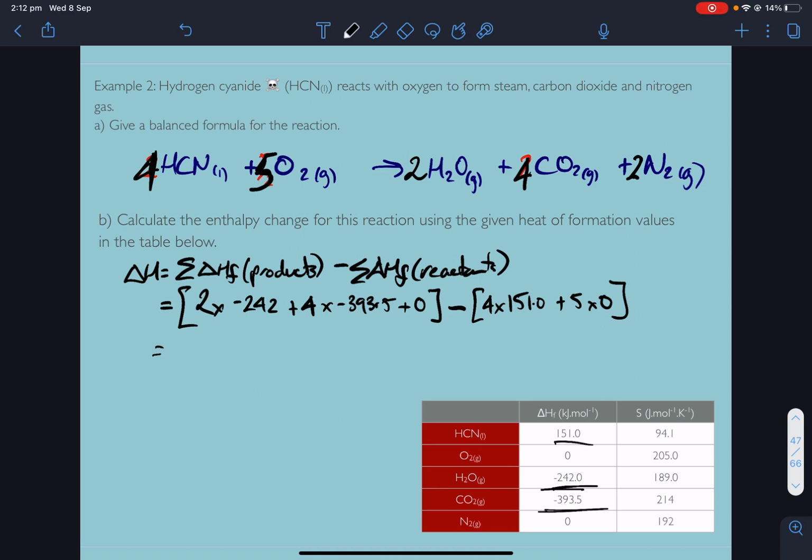2 times negative 242 plus 4 times negative 393.5 minus 4 times 151 plus 5 times 0. That's the end then. Okay, negative 2,662 kilojoules per mole. So quite exothermic, that reaction, isn't it? A lot of energy left over. Okay, let's keep going. There's a part C and stuff over the page.